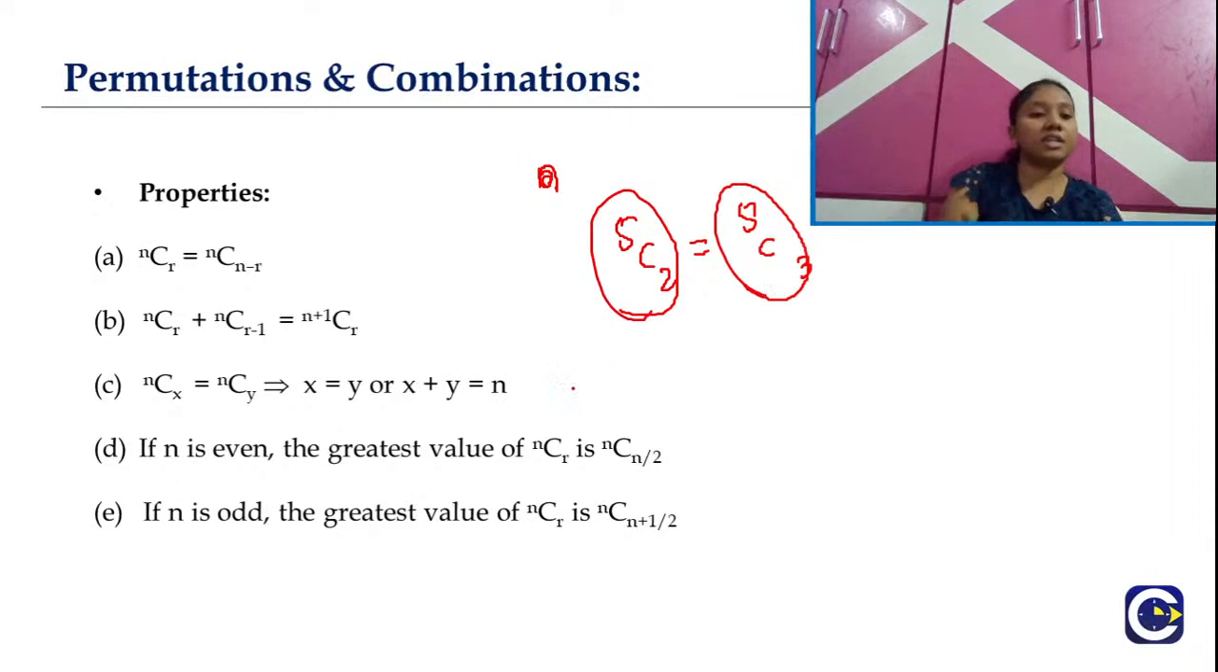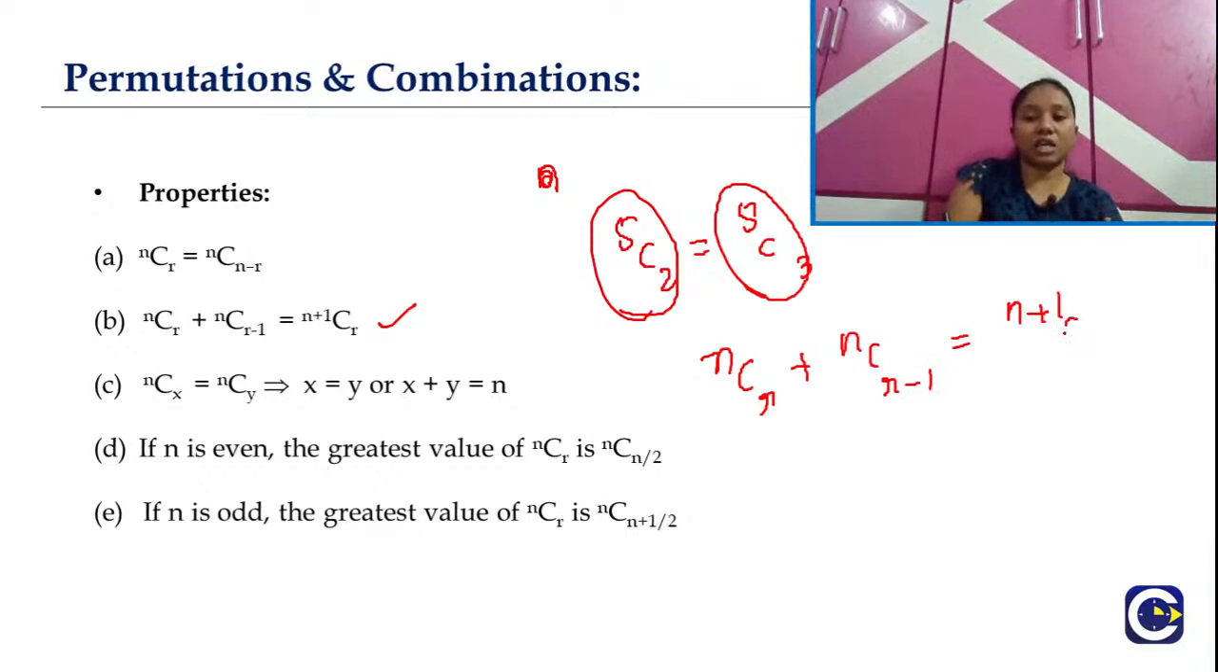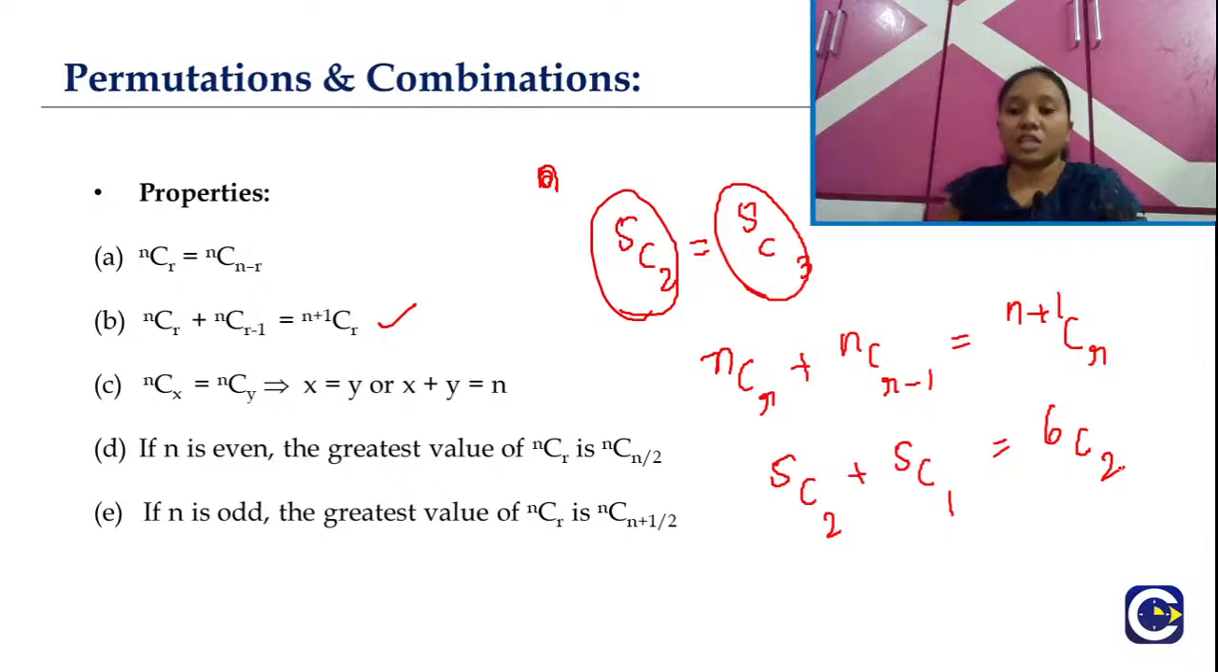So similarly the second property states here nCr plus nC(r minus 1) will be equal to (n plus 1)Cr, right? That means if you are having 5C2 and then 5C1, so these two sum will be equal to 6C2, right? So you can check by expanding it if you want for the reference, right? So this will be the second property.